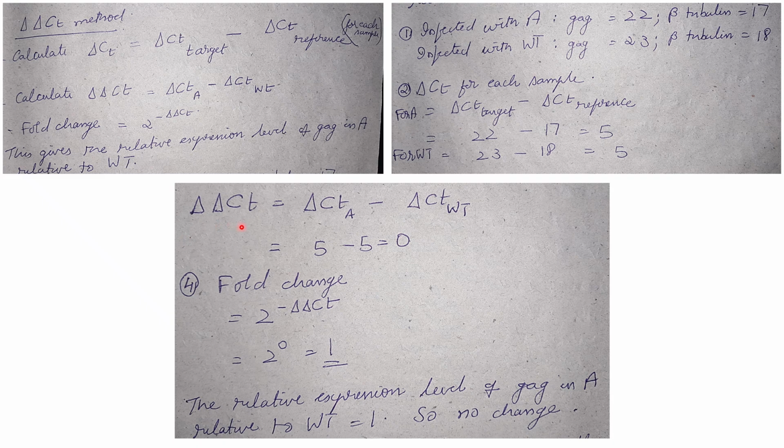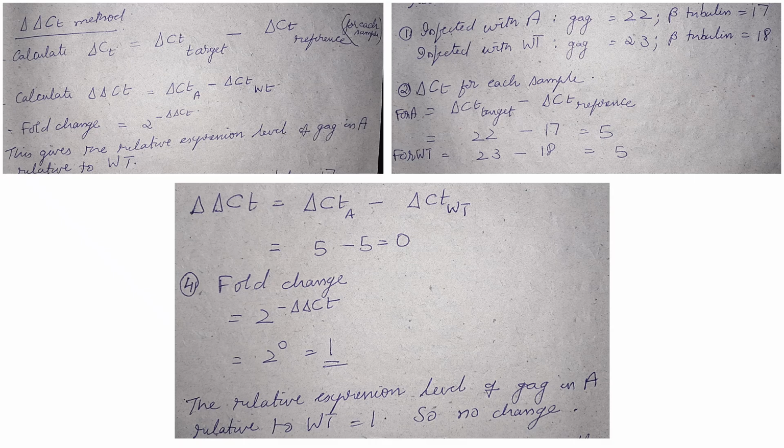Then delta delta CT you have to calculate. So delta CT A minus delta CT WT. So 5 minus 5, that is 0. Now fold change will be 2 raised to minus 0. So anything raised to 0 is 1. So the relative expression level of gag A relative to wild type is 1. So A is equal to wild type. So there is no change. So the answer is no change.